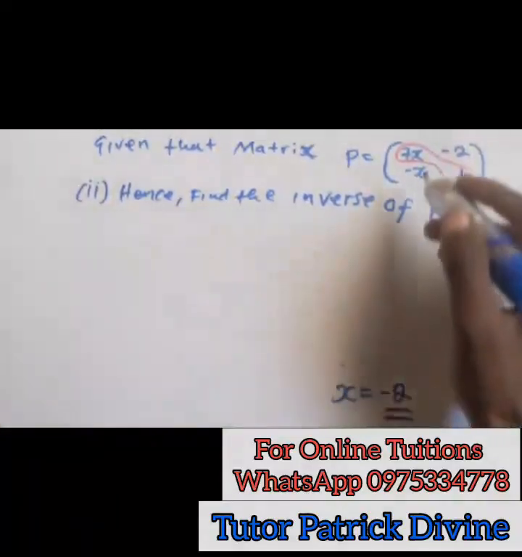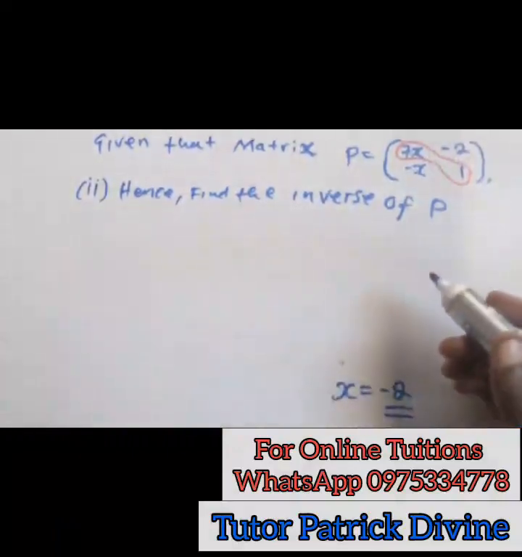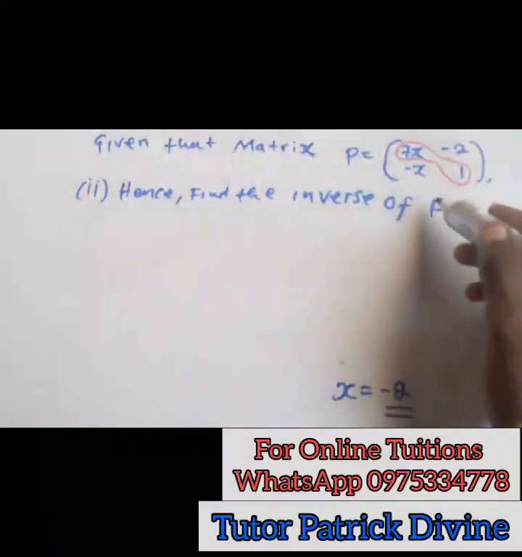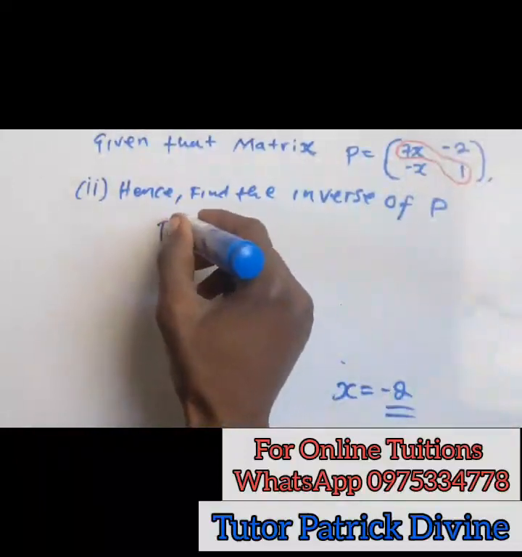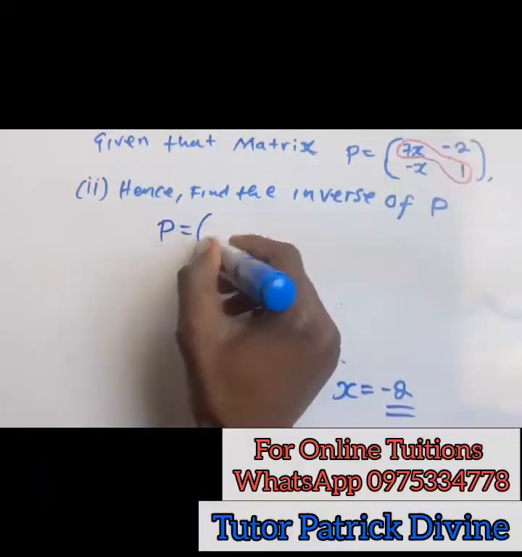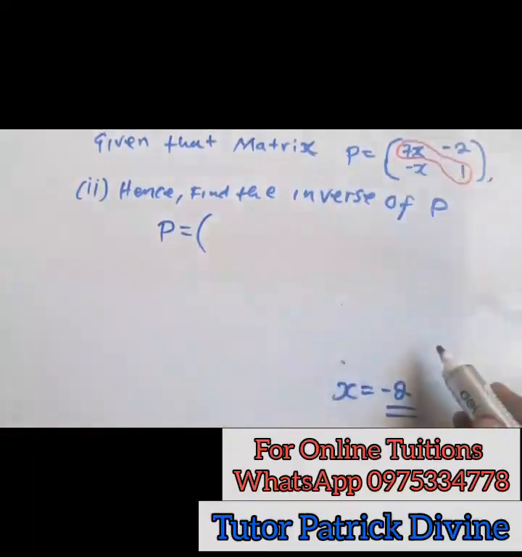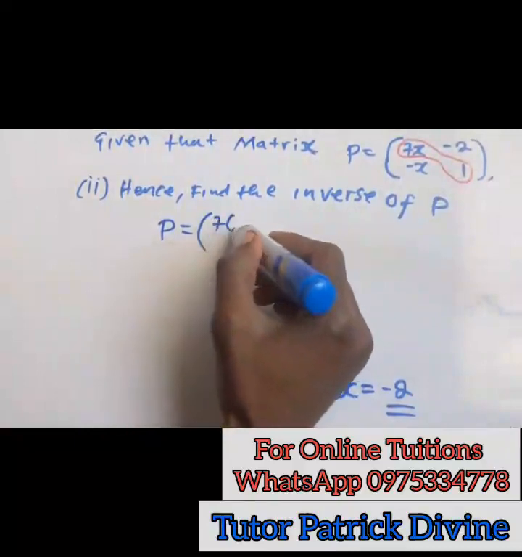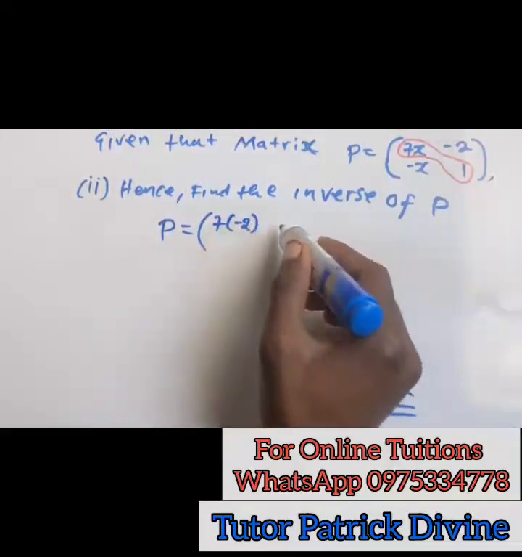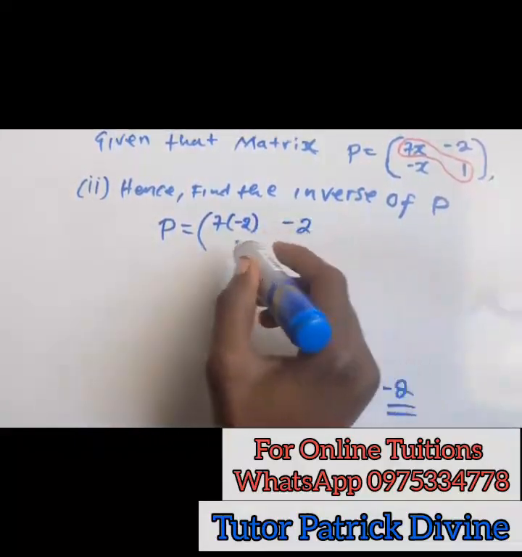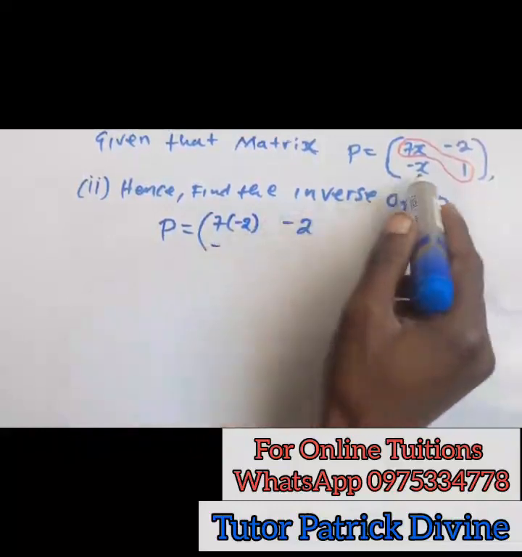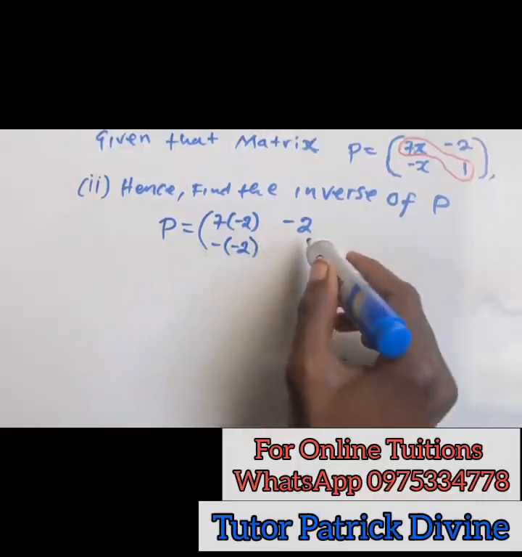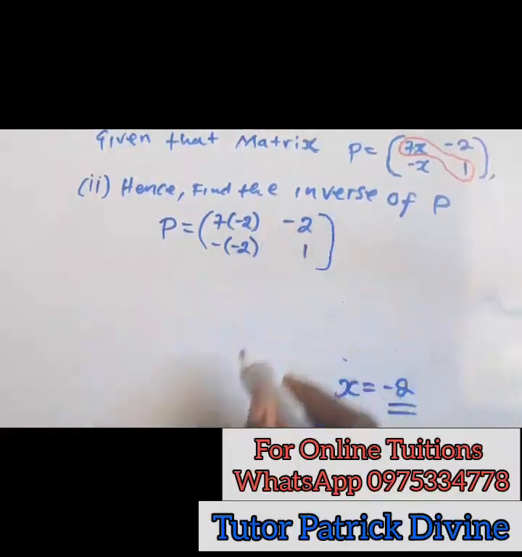Matrix P. So the first thing that you are supposed to do is just to substitute the x that you have found in the matrix. So this is our matrix P. You copy it like that. Then where there is x, you substitute negative 2 inside. So it will be 7 multiplied by negative 2. Then there is minus 2. Then there is negative. What is our x? Our x is negative 2.